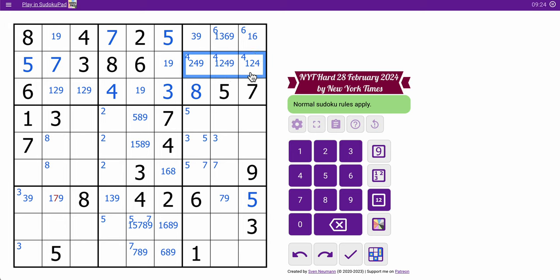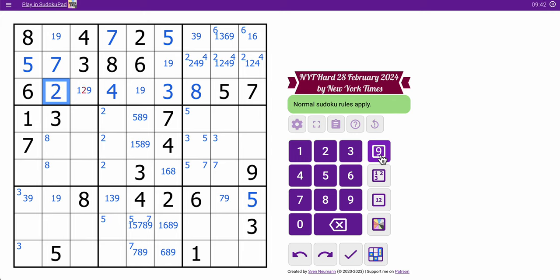Okay, 2 and 4 are in two of these three cells. Not that that does me any good. Okay, this 7 means that's not 7. That's a 1 9 pair, column 2, so this is 2, and that's not 2. Okay, I've got all these 1 9s interacting. Very interesting.